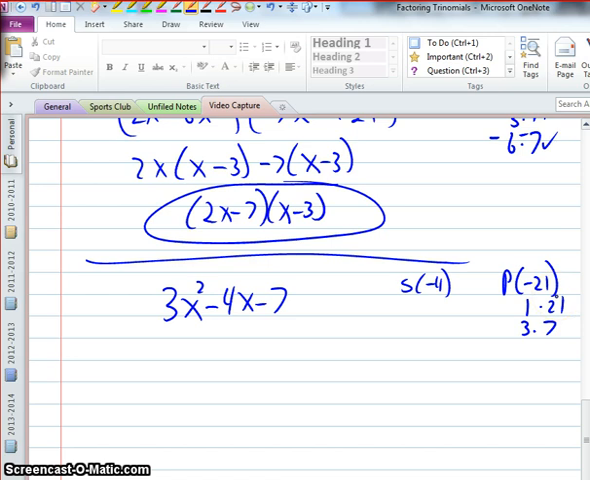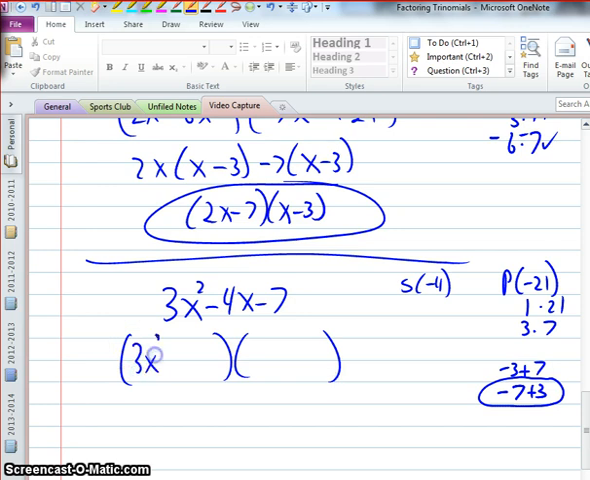So to make a product of a negative number, that means one of these numbers has to be negative, and they have to add up to negative 4. Well, if I make this negative 3 and positive 7, that would be positive 4. But if I did negative 7 and positive 3, those do add up to negative 4. So those are my guys.